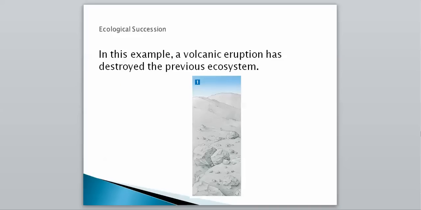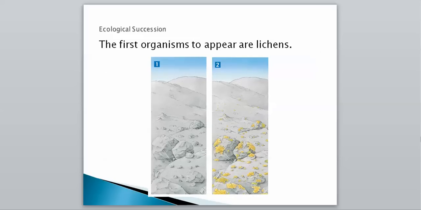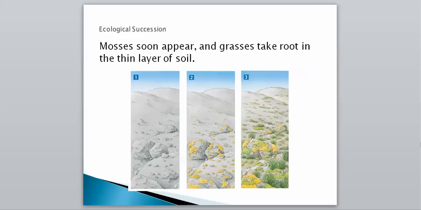So we're going to give an example of how primary succession would occur. In this example, we have a volcanic eruption that has destroyed our previous ecosystem. So we used to have an ecosystem there, now we just have barren rock. Then in our second step, the first organisms to appear are lichens. So lichens are almost like a little moss type thing that just looks like a crust growing on the rock. So that would be our pioneer species because it's the first species to show up.